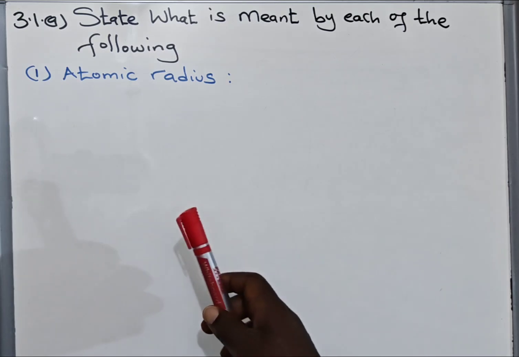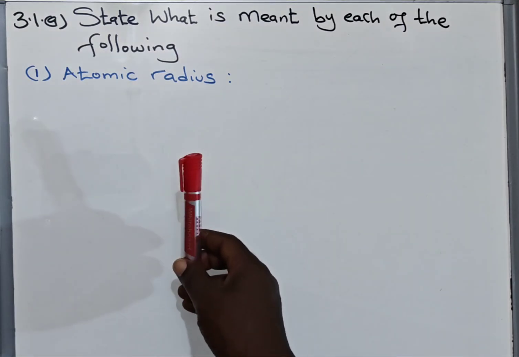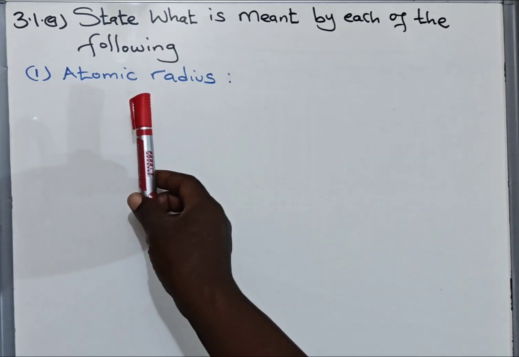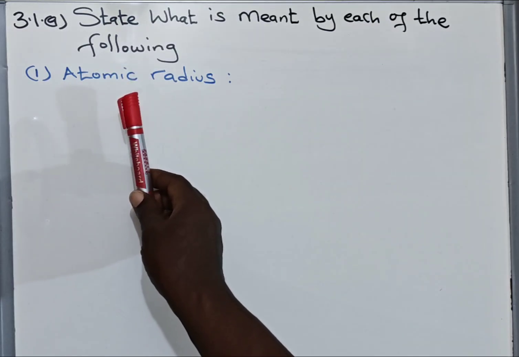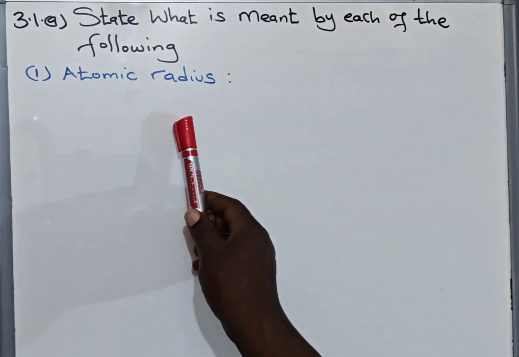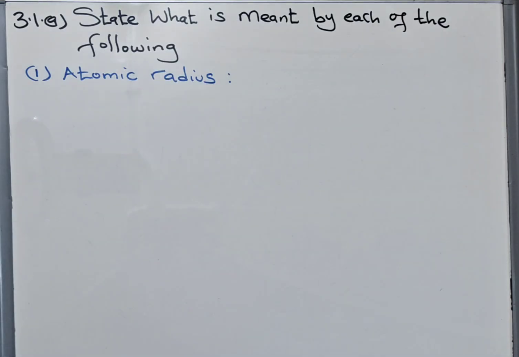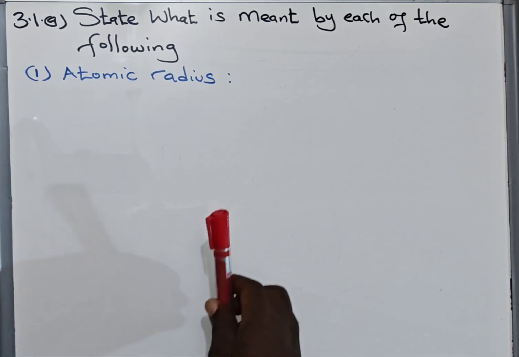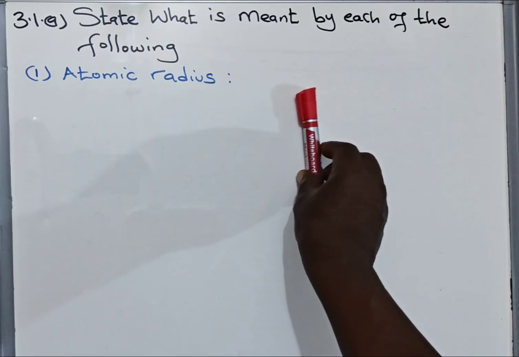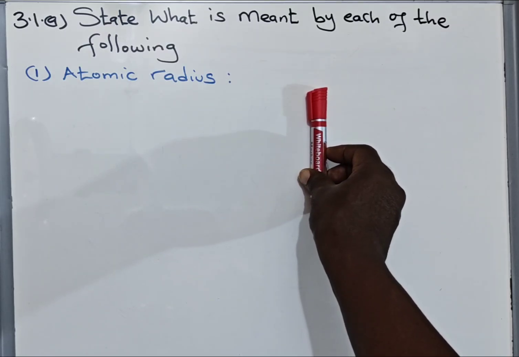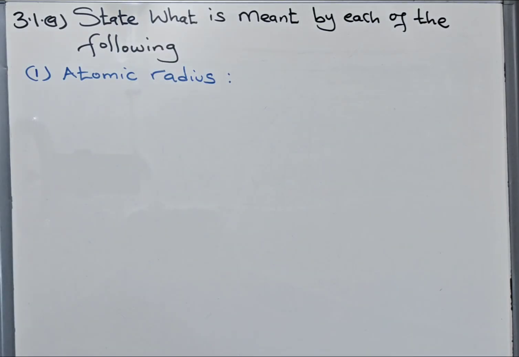Today we are having this question. It's a grade 10 question. It says that state what is meant by each of the following. The first one is atomic radius. What is atomic radius? Atomic radius is the measure of the size of the atom from nucleus to outermost electrons.